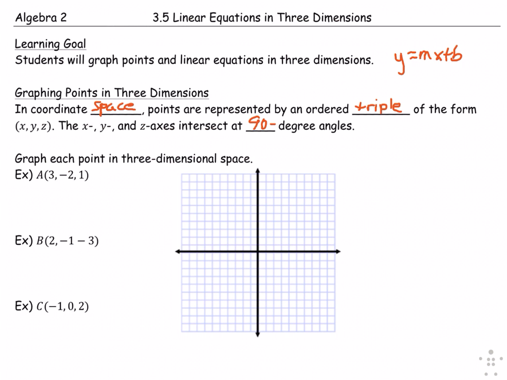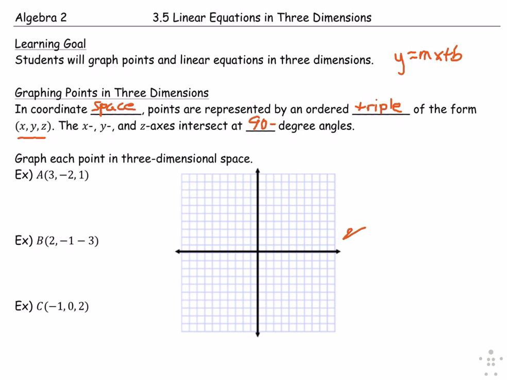But I first want to start off by graphing ordered triples. So instead of ordered pairs of just x, y, we now have a third component of z. The x, y, and z axes intersect in 90-degree angles. And this is the space in which we live and in which our brains are wired to navigate.